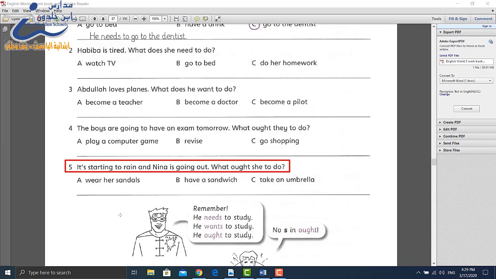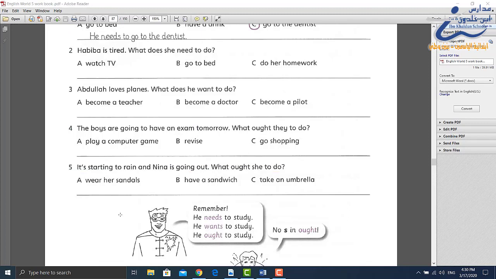Number 5. It's starting to rain and Nana is going out. What ought she to do? Remember, it's raining. Wear her sandals. Have a sandwich. Take an umbrella. Yes, of course. She ought to take an umbrella.